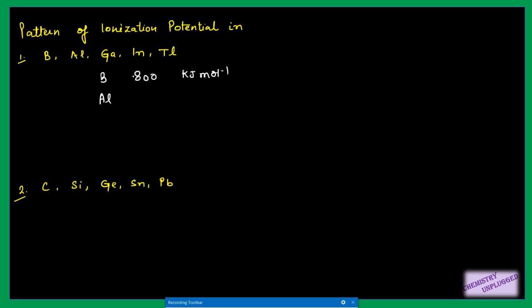So in the case of the boron family, it starts with boron, 800 kilojoule per mole. Then for aluminium, it decreases to 577.4 kilojoule per mole. So ionization potential decreases because there is a sudden increase in the size of aluminium, and the nucleus of aluminium doesn't have so much control on the outermost electron, so we can easily remove that electron, right? Then next one is gallium, and gallium has 579 kilojoule per mole.